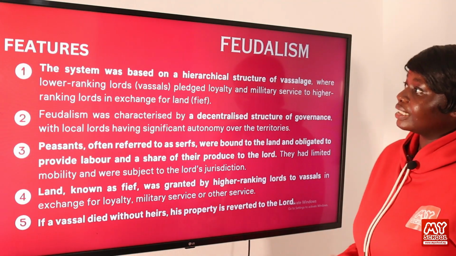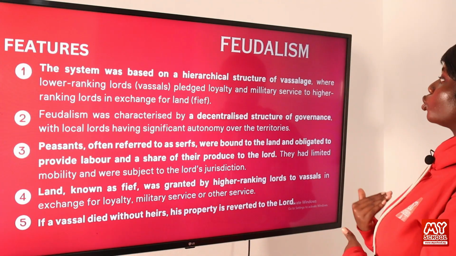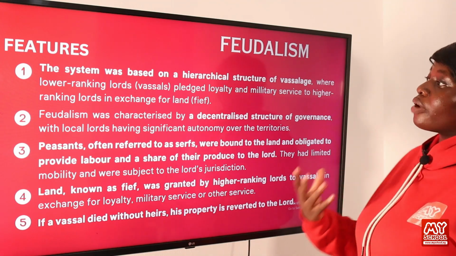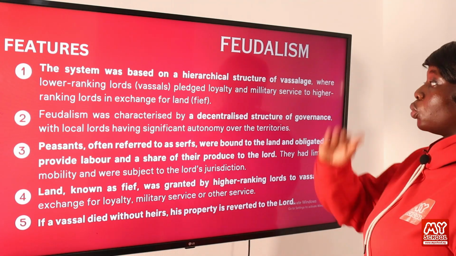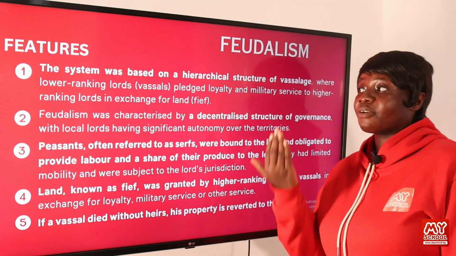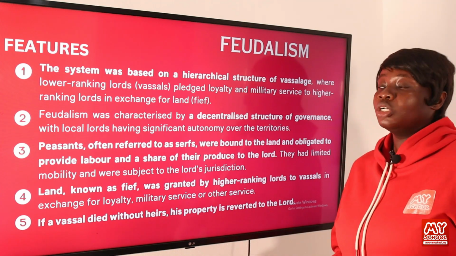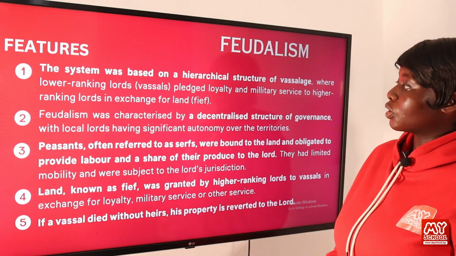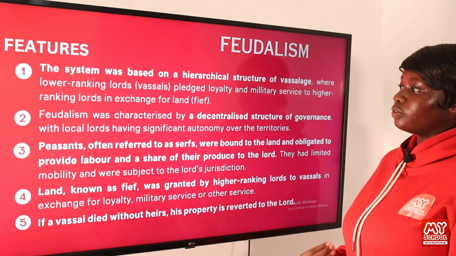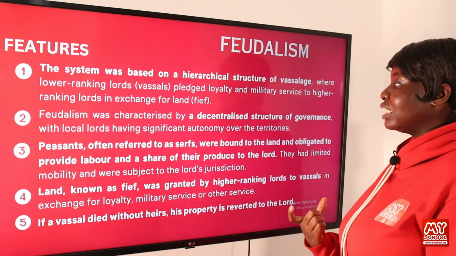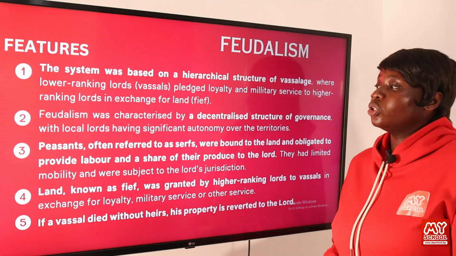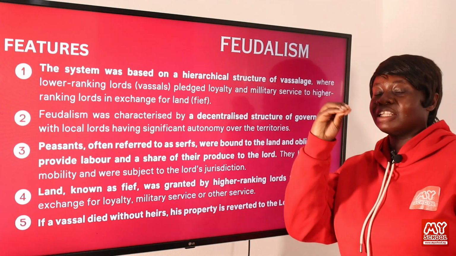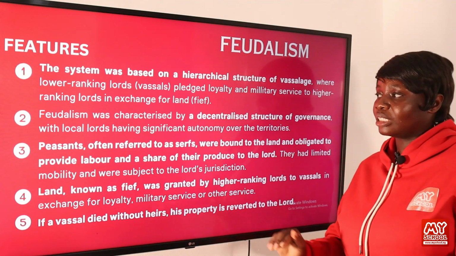One of the features is that the system was based on a hierarchical structure of vassalage, where lower-ranking lords or vassals pledge loyalty and military service to their higher-ranking lords in exchange for land. So there is a hierarchical structure, like I said earlier. Feudalism was characterized by a decentralized structure of governance, with local lords having significant autonomy over territories. So the king and the queen did not have significant power and authority over those under them.